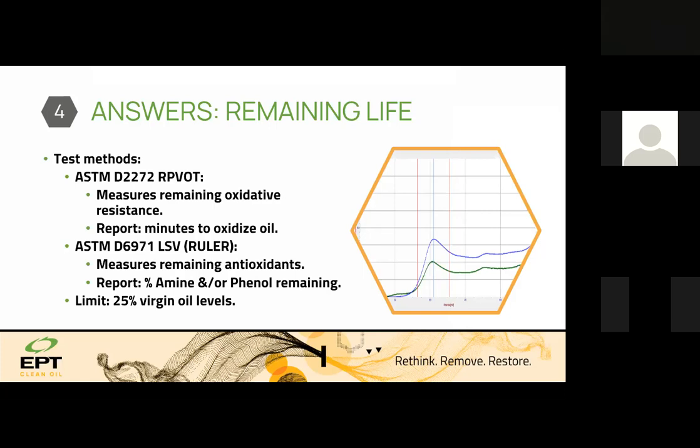This is a very good test, and in addition to that, there is a test called linear sweep voltammetry, which measures amine and phenol, which are the main antioxidants used in turbine and compressor oils. We need to monitor the antioxidants with LSV, let's say every quarter, and then once we reach the 25%, it's good to trigger an RPVOT to make sure that we are at the end of the life of the lubricant.